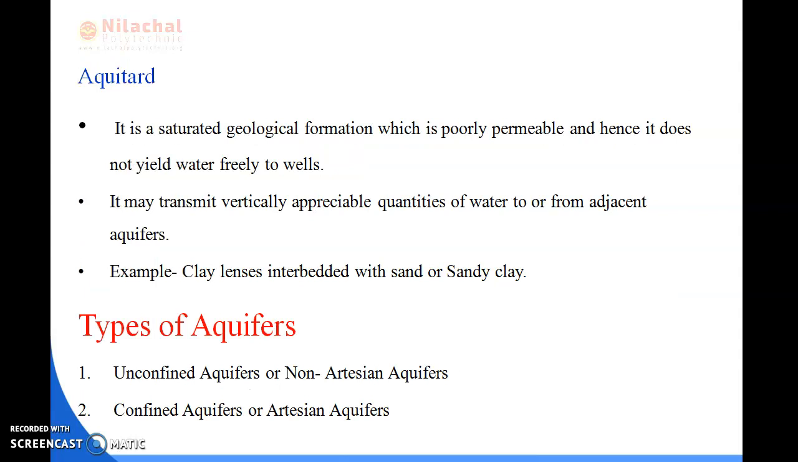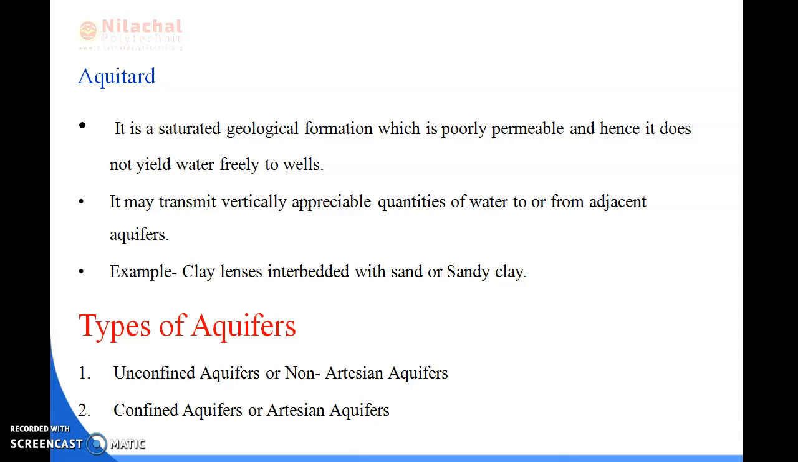Next, we have discussed the aquitard. An aquitard is a saturated geological formation which is poorly permeable and hence does not yield water freely to wells. It may transmit appreciable quantities of water vertically to or from adjacent aquifers. For example, clay lenses or sandy clay.